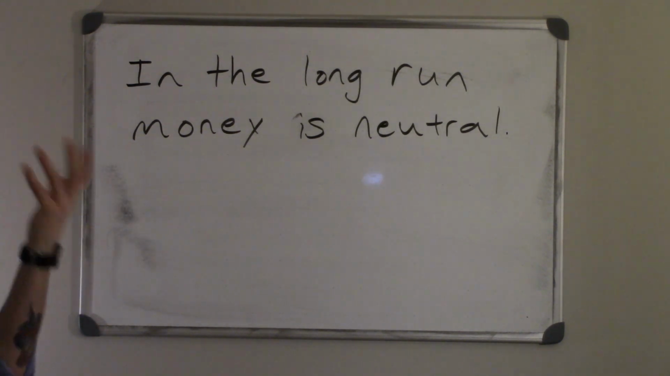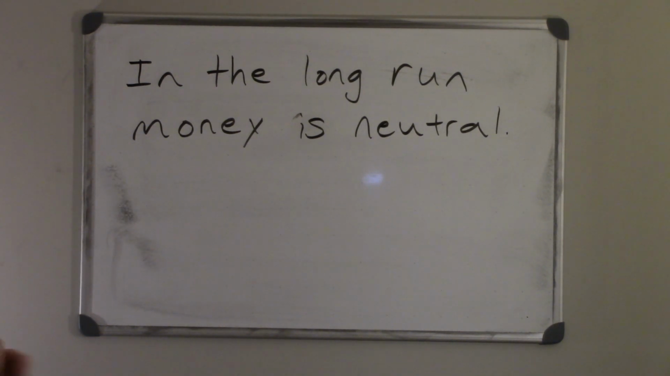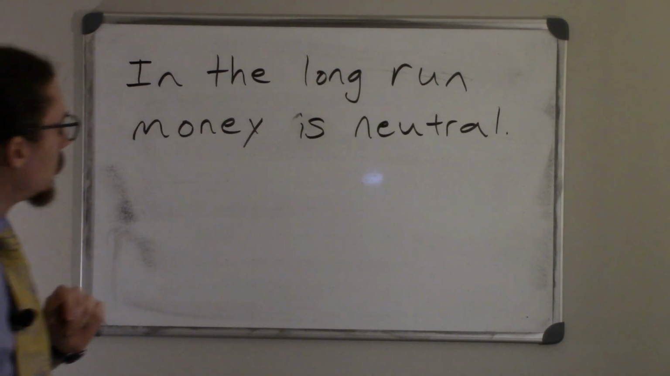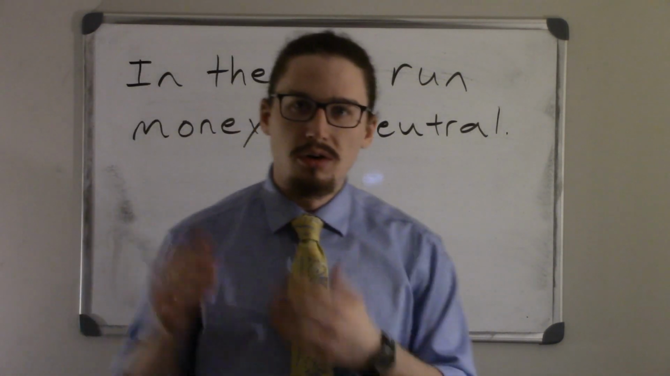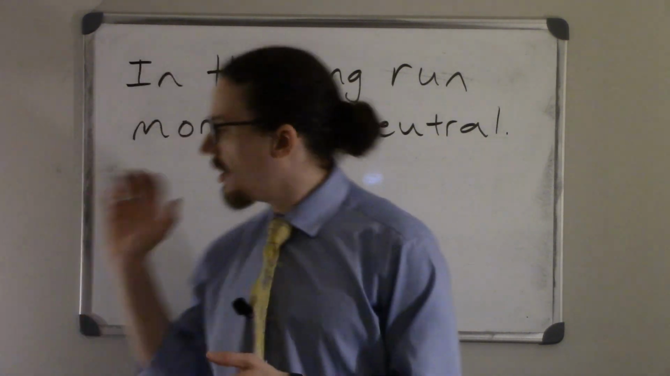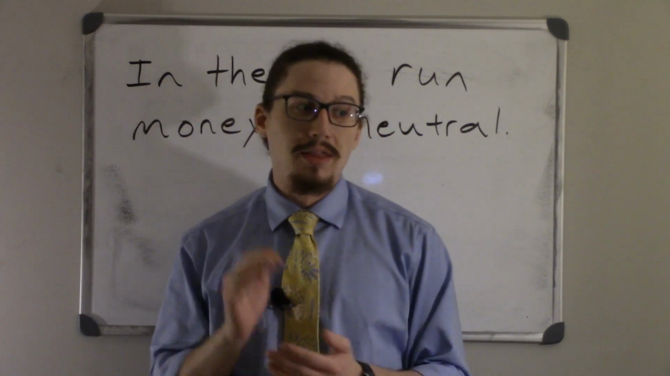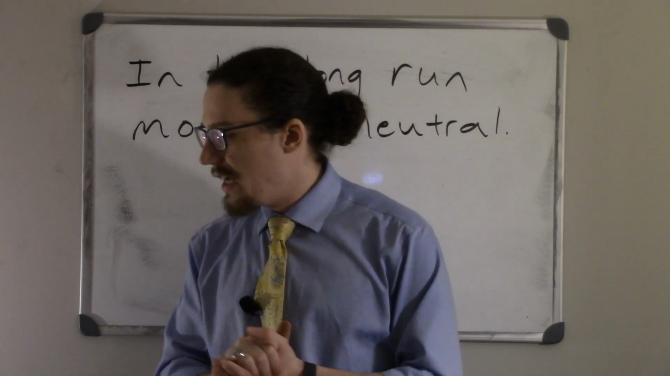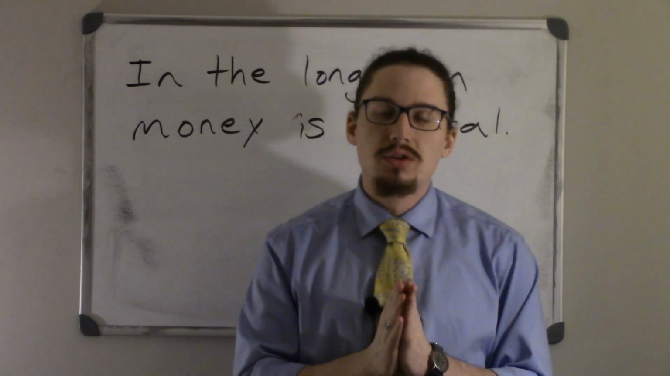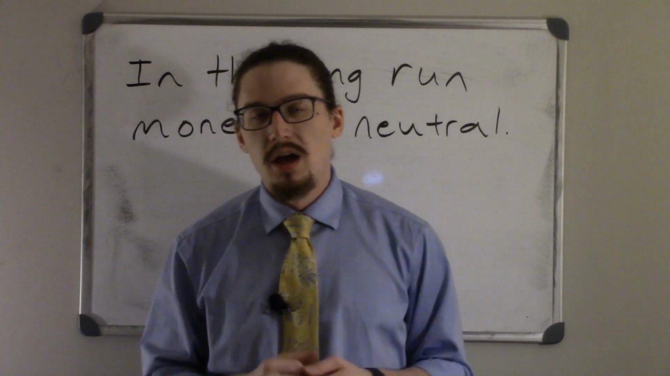All right, so that's really just a synopsis of the last couple of things I've said. We're going to develop this more, right? But it's really just saying you can't use an increase in the money supply to increase your real output, right? But money is neutral in the long run, or in the long run, money is neutral. Again, we're going to develop this idea some more as we go forward, but that's it for this video.